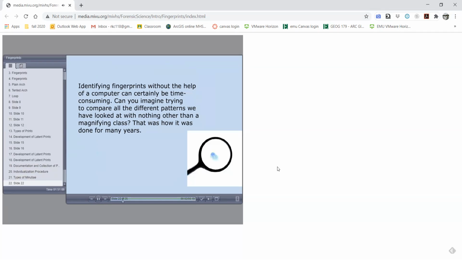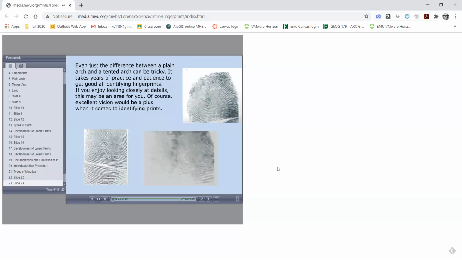Identifying fingerprints without the help of a computer can certainly be very time-consuming and not really efficient. Can you imagine trying to compare all those different patterns with nothing other than a magnifying glass? And that is how it was done for many years, and also why many criminals got away. Now these are all different types of prints, and later on in this section you'll be asked to compare these. But imagine trying to pick out these details only knowing what you know now. It will take some time, and if you have excellent vision, of course, it would help. But if you enjoy looking closely at details, this could be an area for you, because even with a computer, we still need to be able to look at the prints.